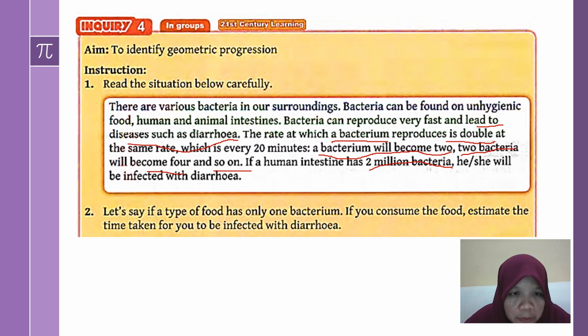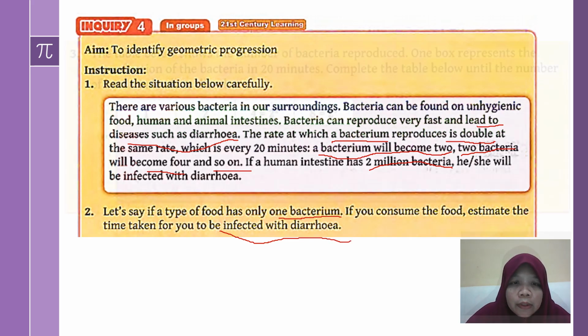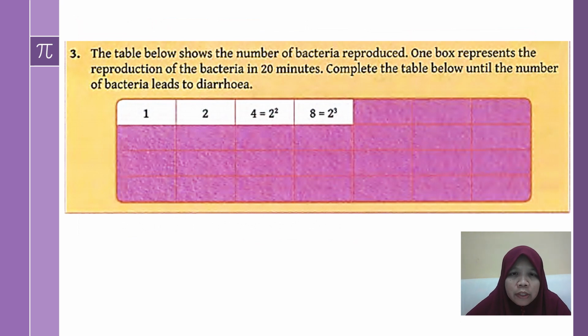Now, number 2. Let's say a type of food has only 1 bacterium, so we start with 1 bacterium. If you consume the food, estimate the time taken for you to be infected with diarrhea. The table below shows the number of bacteria reproduced. One box represents the reproduction of the bacteria in 20 minutes. Complete the table below until the number of bacteria leads to diarrhea.